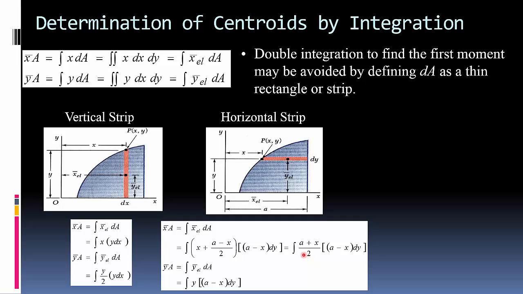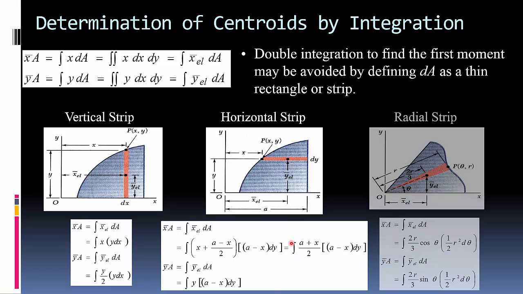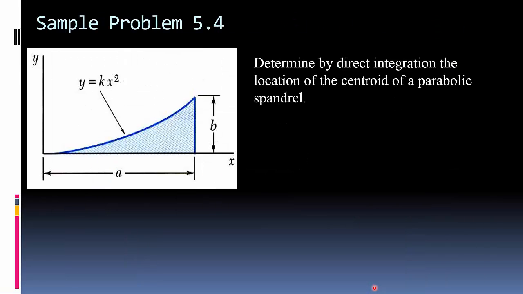And so it ends up being that your x bar of the element is (a plus x) over 2, times your dA. Your y bar of that element, where is it at any point in time? Well, it's just simply at y. And so your y bar of the element is y, and your dA is the same. So that's how you do the horizontal strip. And then lastly, you can do radial strips if you're given r and theta, and you can look through there. It's the same idea. So let's do an example of this. This is example 5.4 in the book, and we're going to determine by direct integration where the centroid of this thing is.